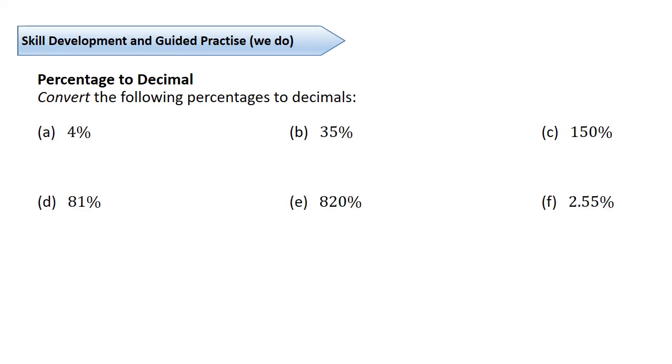Okay, pause it here and have a go at these questions. Alright, so 4%, 4 divided by 100, add the zeros here in front of the 4. Decimal place was there, 1, 2 to the left, 0.04.